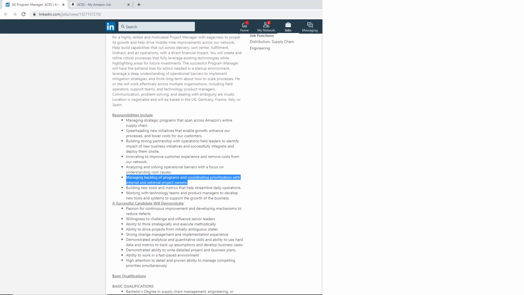Managing backlog of programs and coordinating prioritization with internal and external project owners. So prioritization can be tested like this. Tell me about the time when you had to deal with competing priorities.